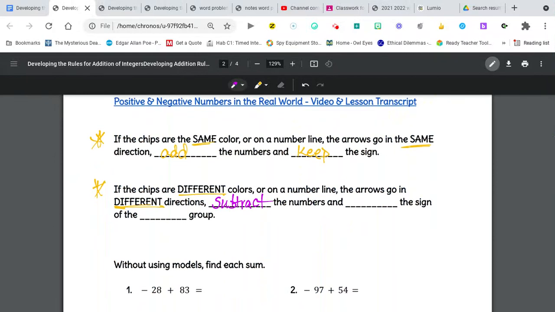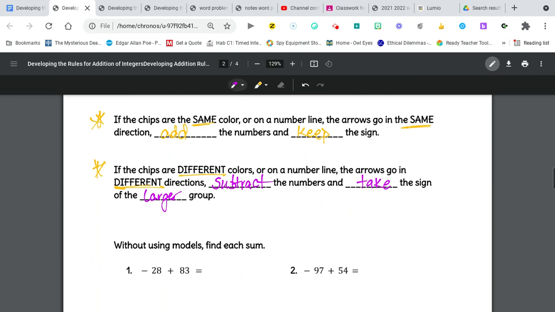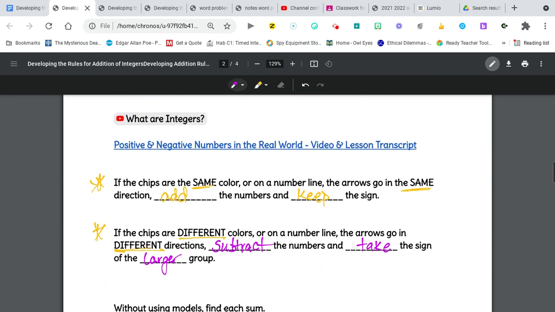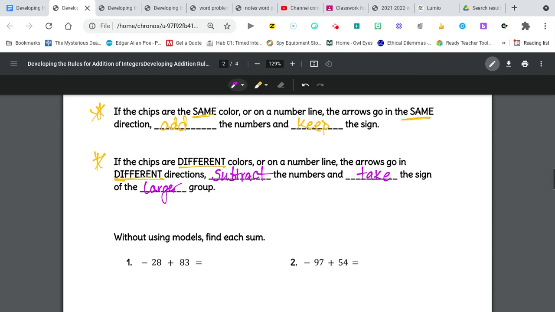So after you subtract, I want you to take the sign of the larger group. So if you got a larger group of negatives when you subtract, the leftover is going to be negative. In other words, the answer is going to be negative. If you got a larger group of positives when you subtract, the leftover is going to be positive. So you just take the sign of the larger group. All right, I'll get to those videos later.